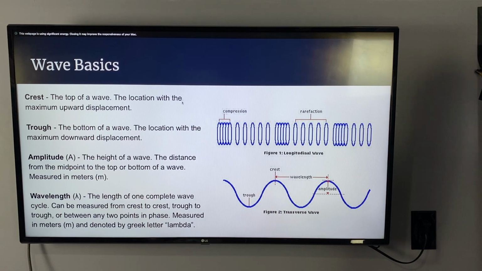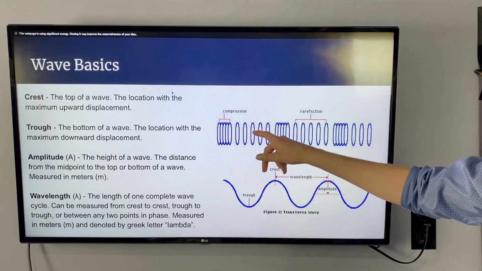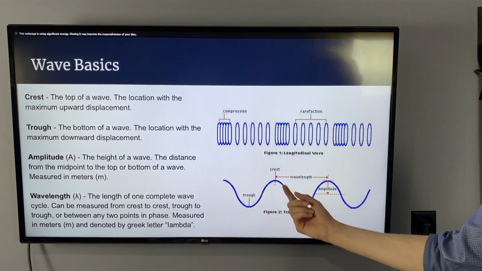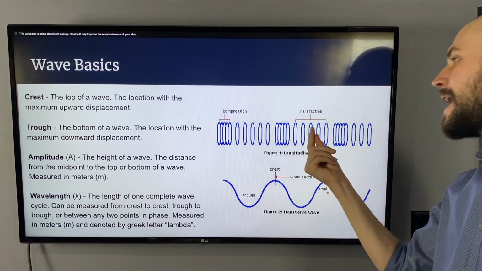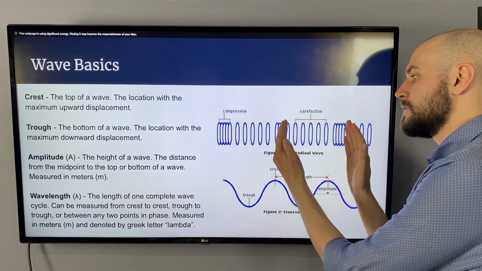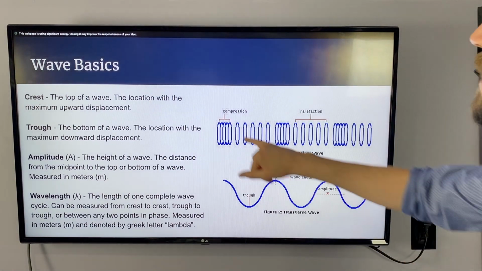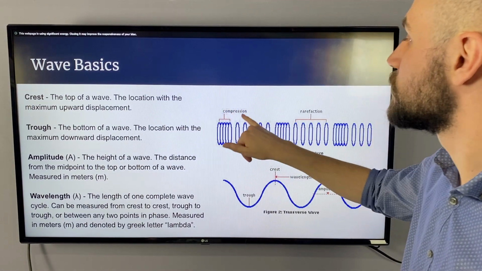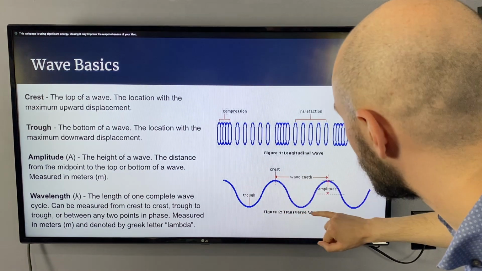Oh, by the way, when we're talking about the trough, the bottom of the wave, if we corresponded that to a longitudinal wave, the trough, this low area, corresponds to what we call a rarefaction, which is the area of the lowest pressure in a longitudinal wave. You don't have to worry about that much. You won't be responsible for terms like compression and rarefaction, but you will be responsible for terms like crest and trough.